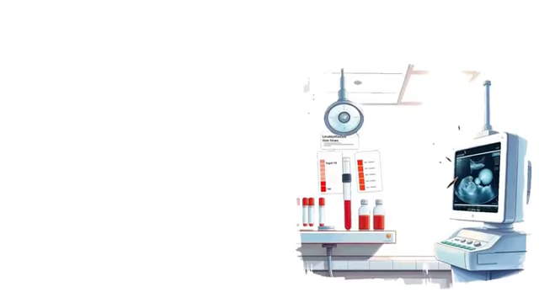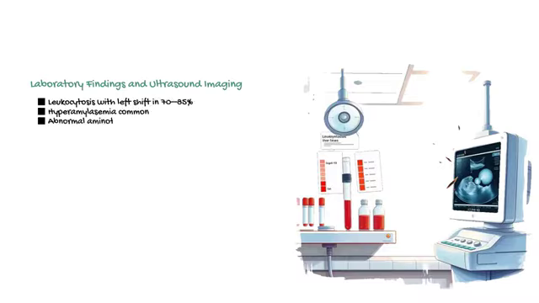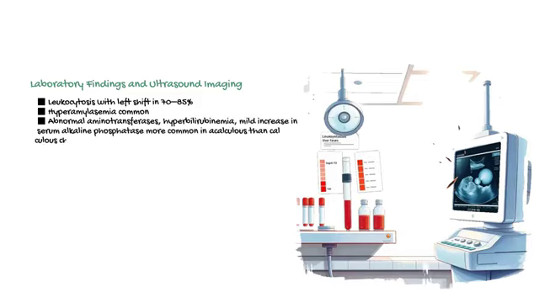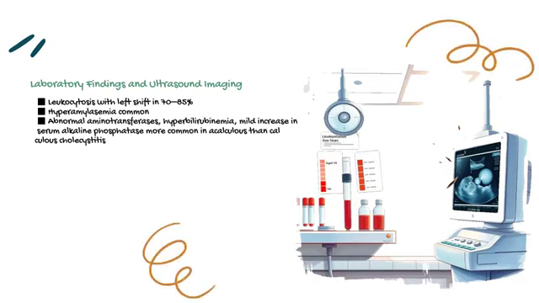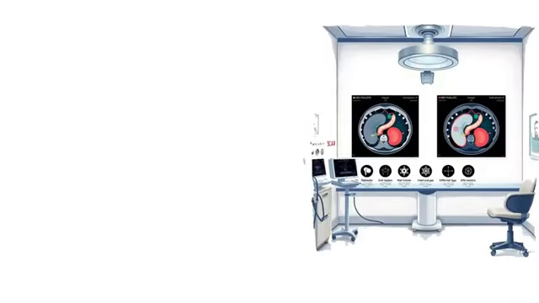On labs, there's leukocytosis with left shift and liver enzymes may be abnormal. Hyperamylasemia is also common. For imaging, ultrasound may show gallbladder wall thickening and pericholecystic fluid, but has high false negatives. CT scan is superior, showing wall thickening, pericholecystic fluid, or even intramural gas.